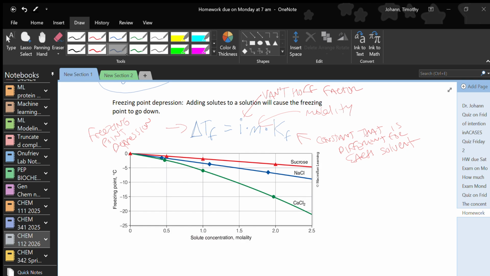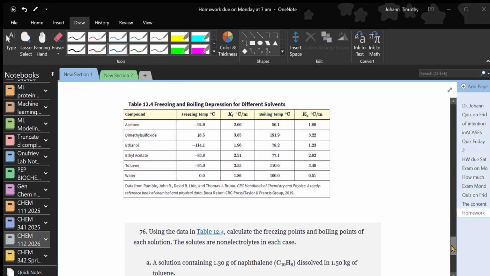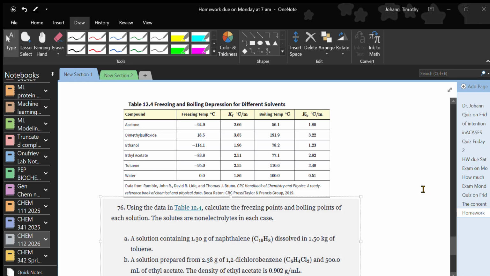So let's go ahead and do a problem with that. Here is a table. Here's a table with a mess of constants, okay, that are for these sorts of things, and we can use that to try and solve this problem. I will rewrite our equation down here.